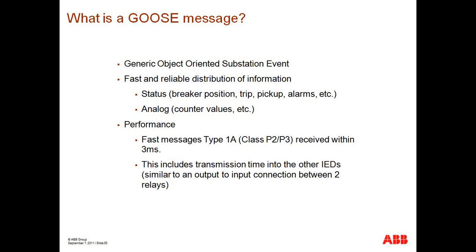So what is a GOOSE message? Well, GOOSE is a Generic Object-Oriented Substation Event. And again, this goes back to the UCA days, where something called GSSE was defined. It's essentially the same purpose, a way to exchange binary signals in an Ethernet network from one IED to another IED. It's a fast and reliable distribution mechanism of information, such as status, breaker position, trip, pickup, alarms, and analog values, counters, and so on.